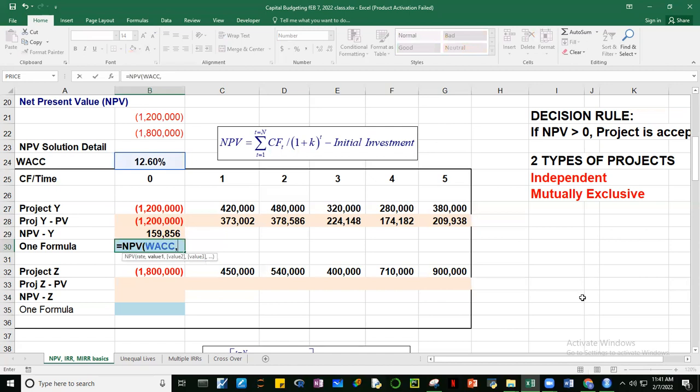WACC, and then ang values natin will be excluding yung initial. No? Kasi future cash flows to. There. Which is your cash flows Y. No? Ito lang. And then plus this one. Okay? So pareho lang. No? Pareho lang.